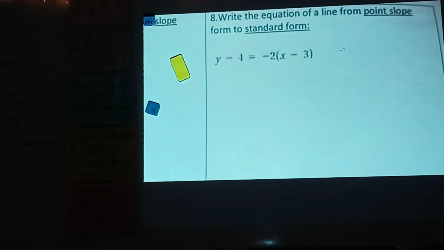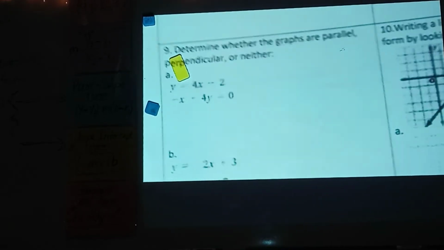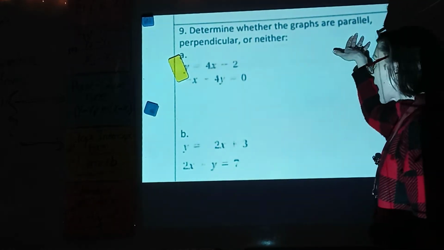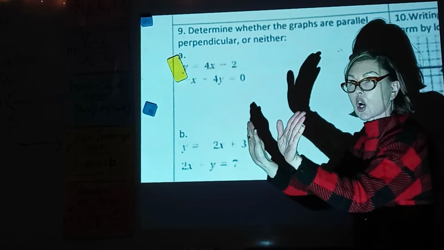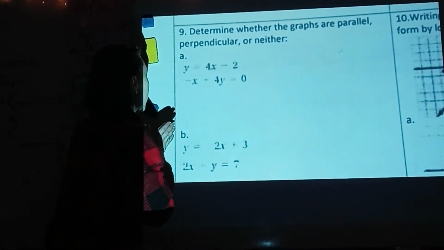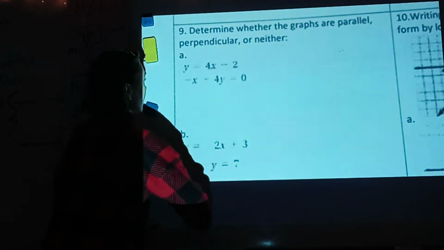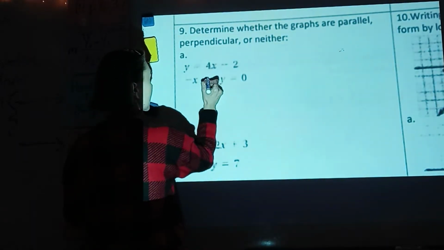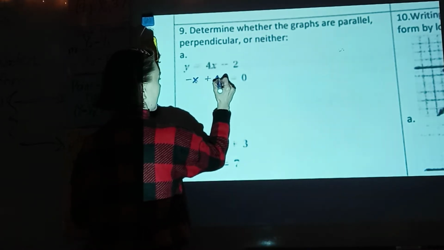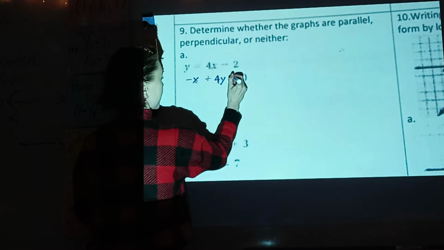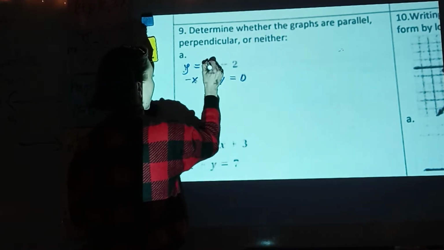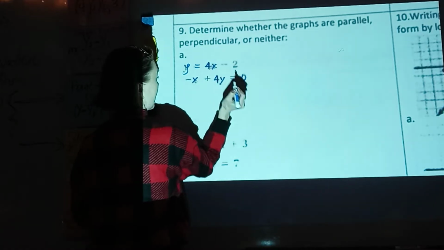Okay, number 9. There it is. Determine whether the graphs are parallel, perpendicular, or neither. So what do we have to look for here, guys? First of all, this is very light, but that's a plus. That's a negative x. I'm just going to make it darker for the video. And that's y equals 4x minus 2.